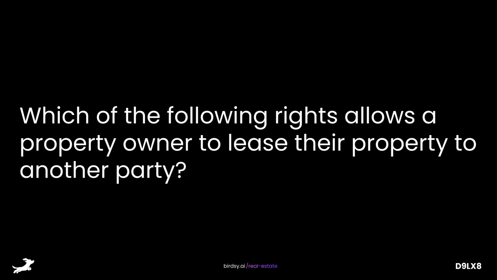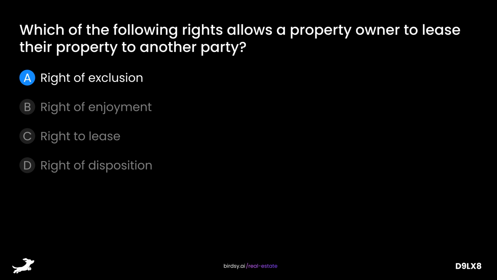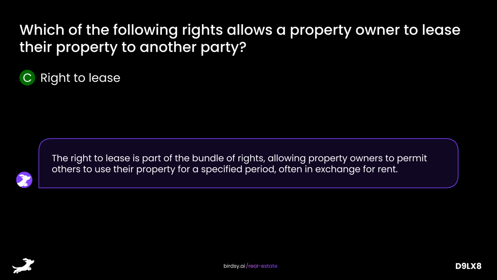Which of the following rights allows a property owner to lease their property to another party? Is it A, right of exclusion? B, right of enjoyment? C, right to lease? Or D, right of disposition? The answer is C, right to lease. The right to lease is part of the bundle of rights, allowing property owners to permit others to use their property for a specified period, often in exchange for rent.